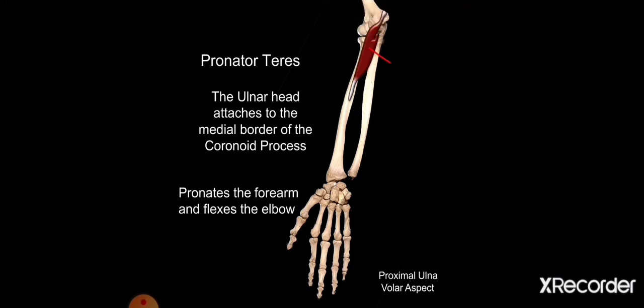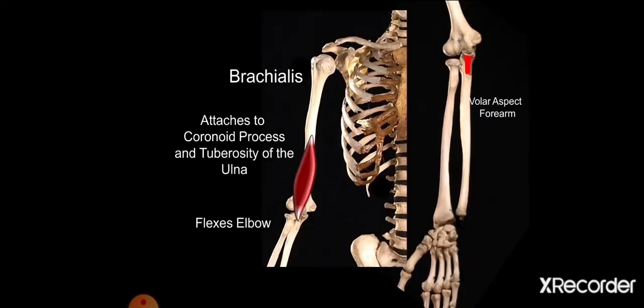So, and it is inserting on the middle 1/3 of the lateral surface of radius. So this is the pronator teres.